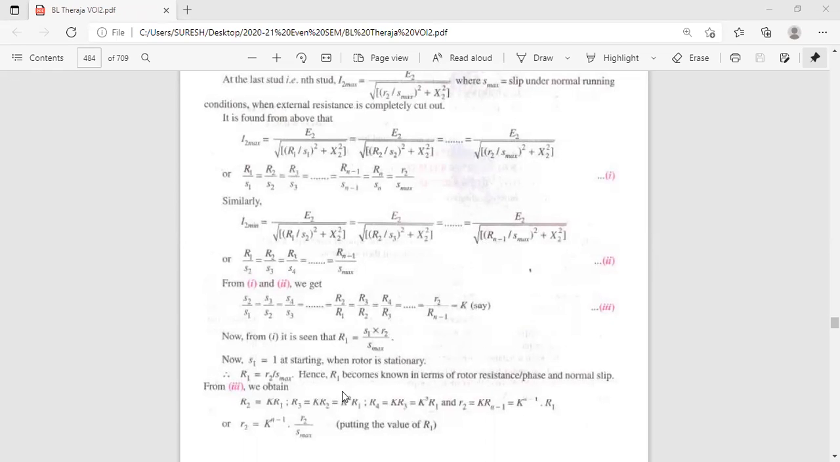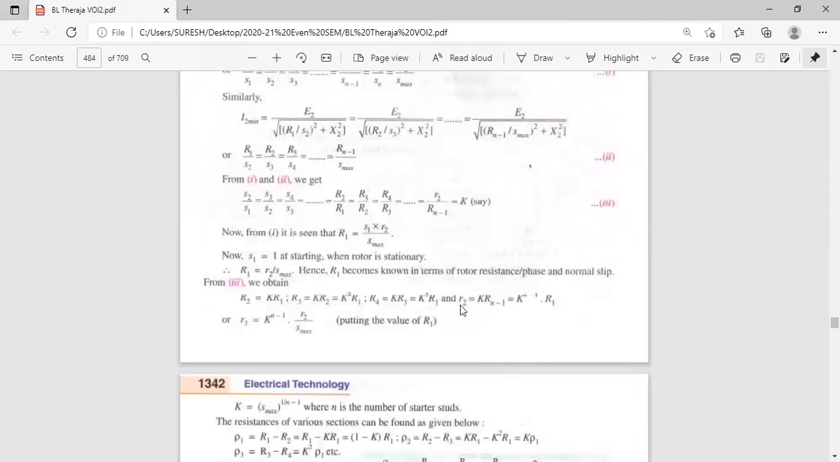In terms of R1 only they are taking. See, R2 is in terms of R1, K into R1. R3 is in terms of R1, K square R1. R4 is K square into R1. Now the last one is K into Rn minus 1. If we convert Rn minus 1 in terms of R1, we'll get K power n minus 1 into R1.